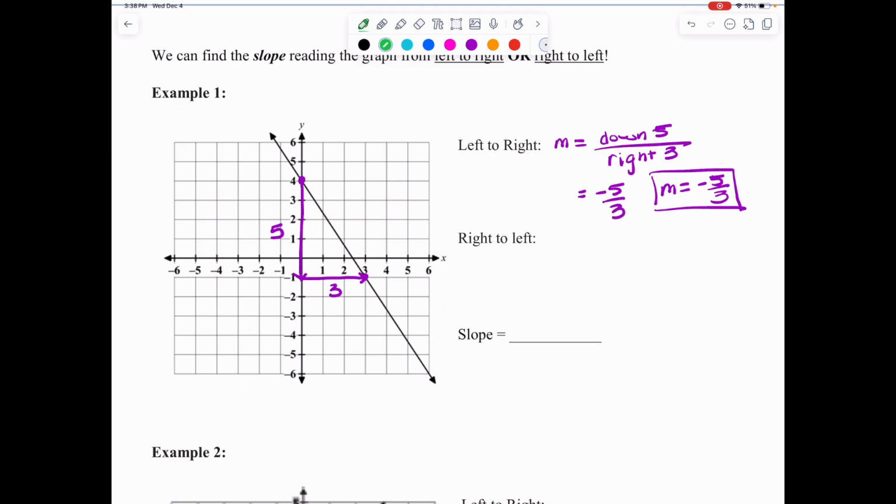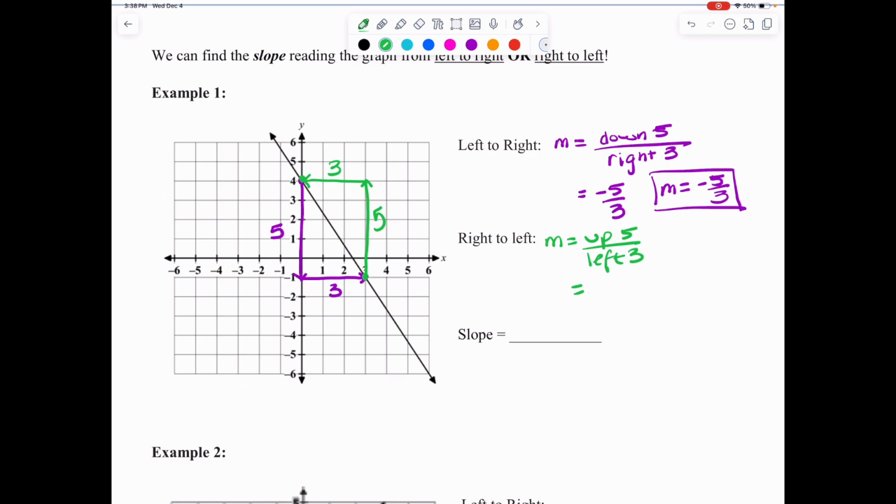Now, I want to show you, which is new for the first time, that it's okay if you read the graph from right to left. So that means we would start at this point in green to this point. So I'm going to have to go up 5 units and left 3 units. So M equals up 5 over left 3.